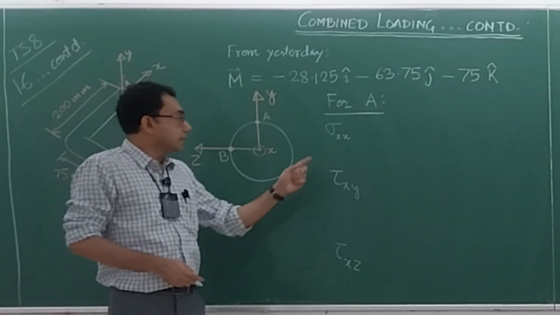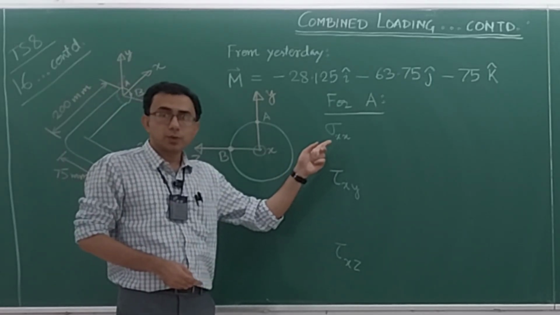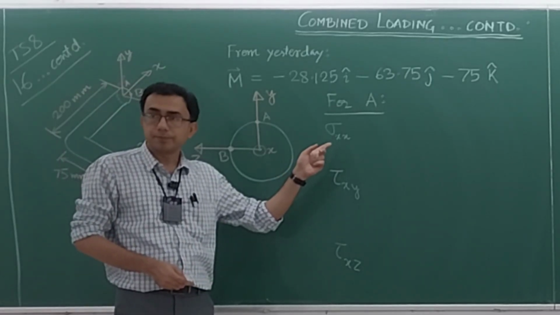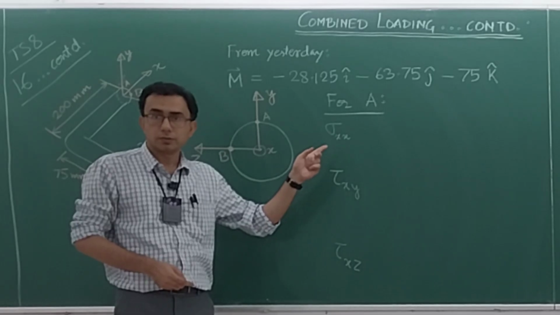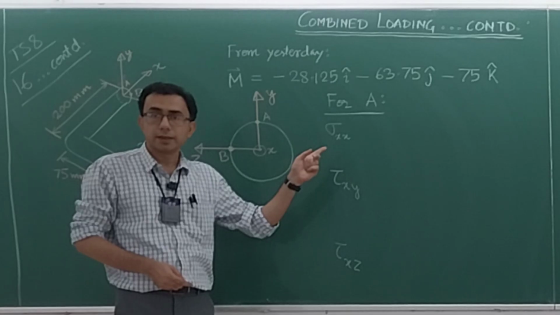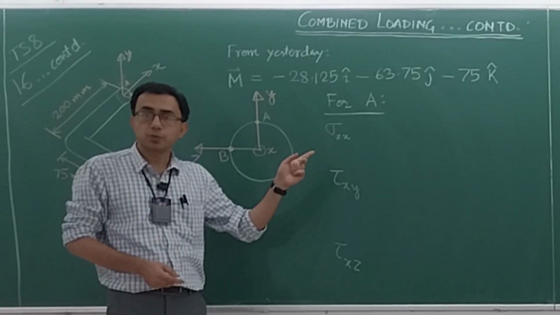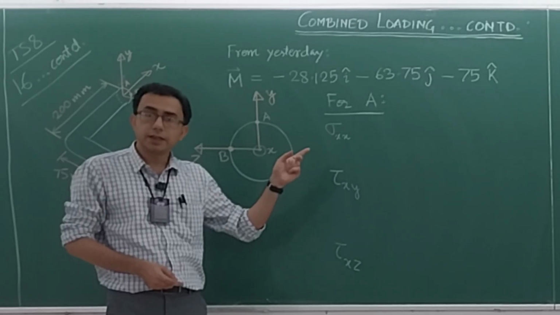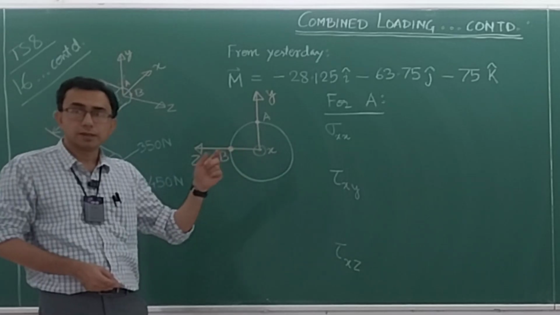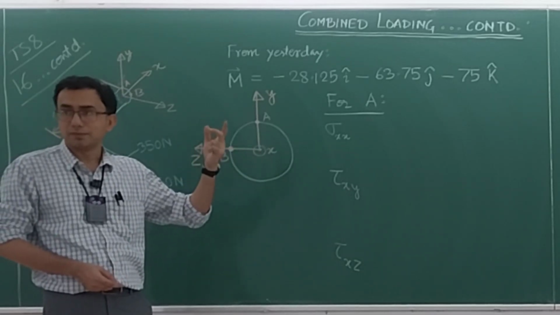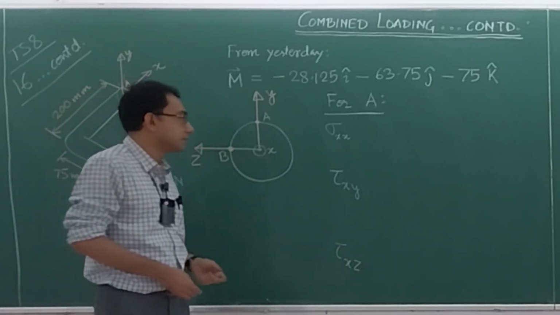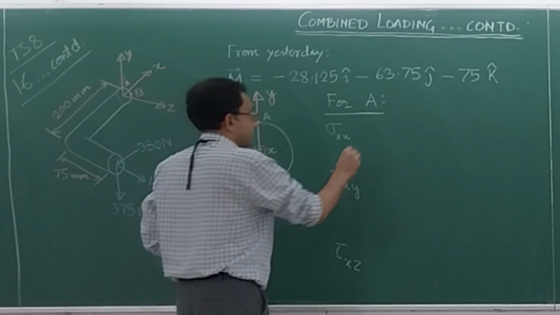Okay, for sigma xx, whether you are calculating for point A or point B, if the sign comes out wrong, even if your magnitude is correct, it gives a completely wrong indication for the design problem. Why? Because positive means tensile and negative means compressive. They are literally worlds apart, or poles apart.